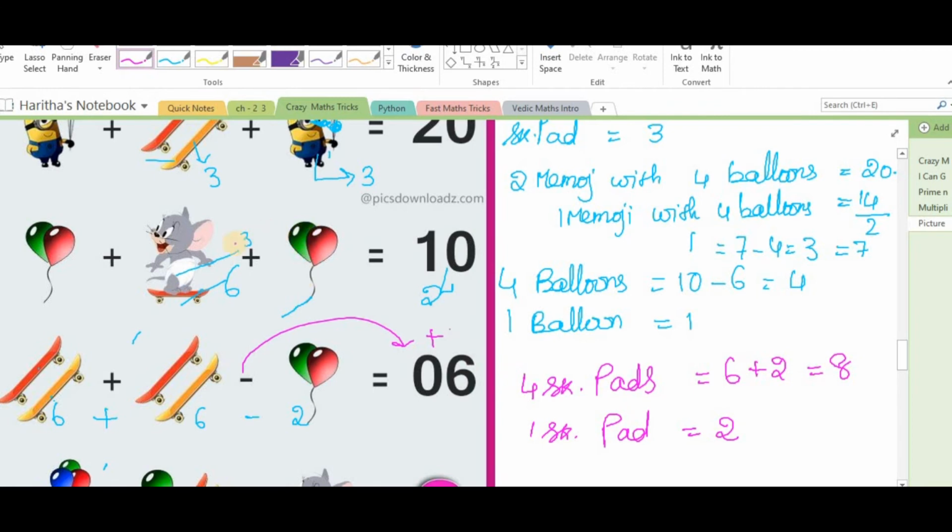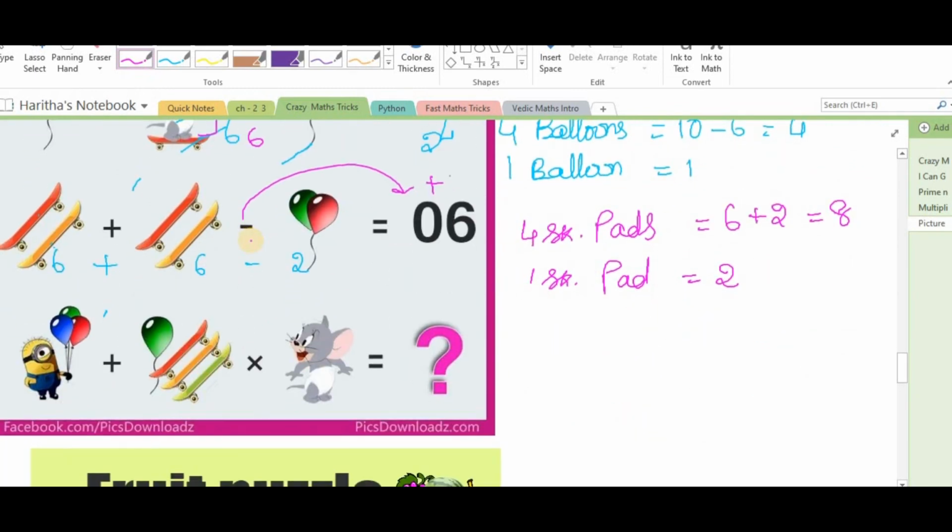And here we got Jerry along with the skating pad is 6. Means 6 divided by 2 is, okay, we will find out here.